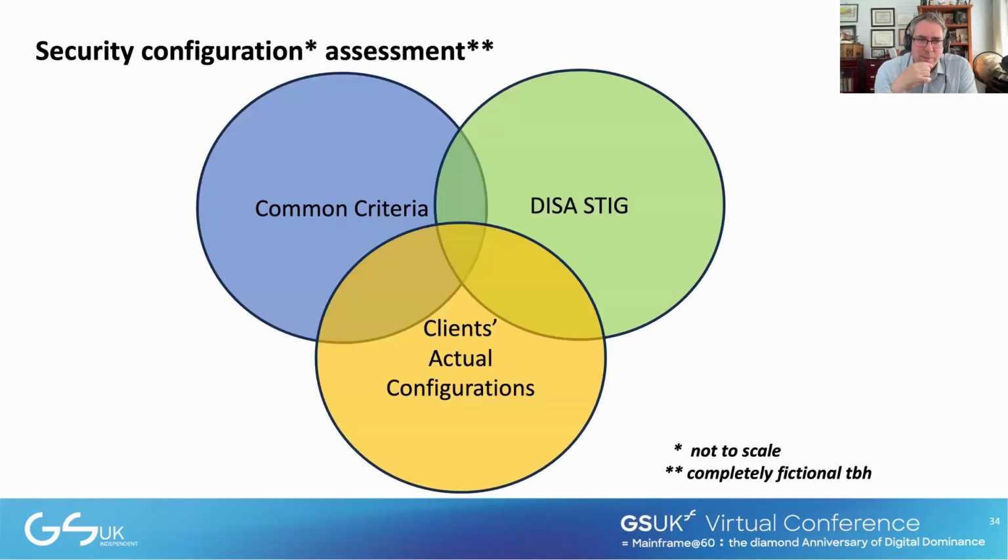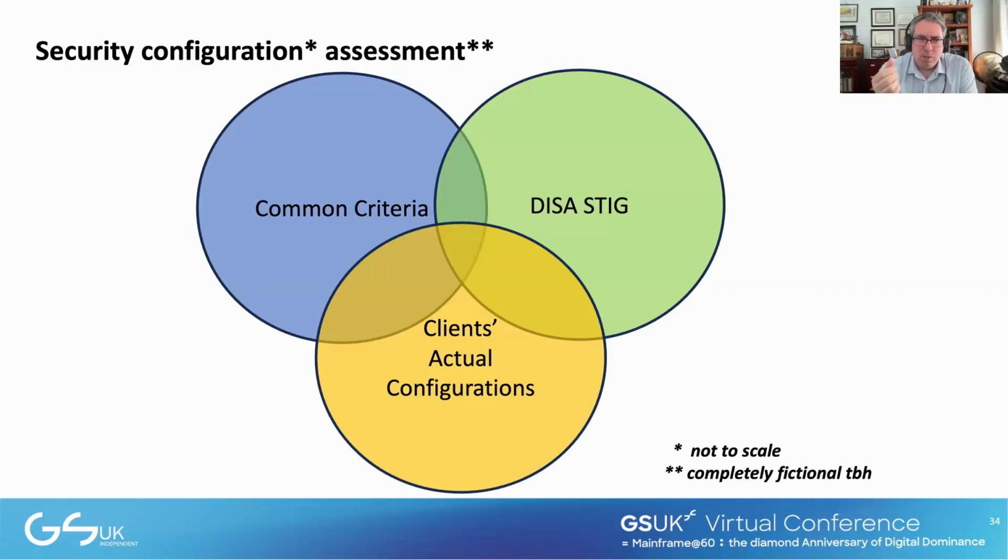Now, for the record, this is example only. I really don't think that this is terribly accurate, but to give you a feel, you look at various standards. They may or may not overlap with the common criteria. I picked the DISA-STIG just for kicks. You look at actual clients' actual configurations. There may be some overlap there. It's fantastic when things overlap. I don't think we're ever going to get to 100%.